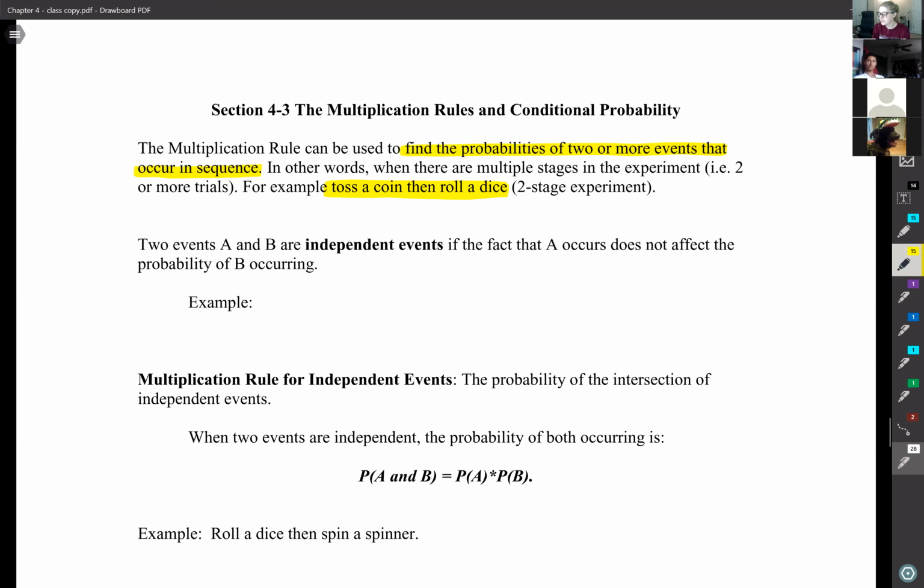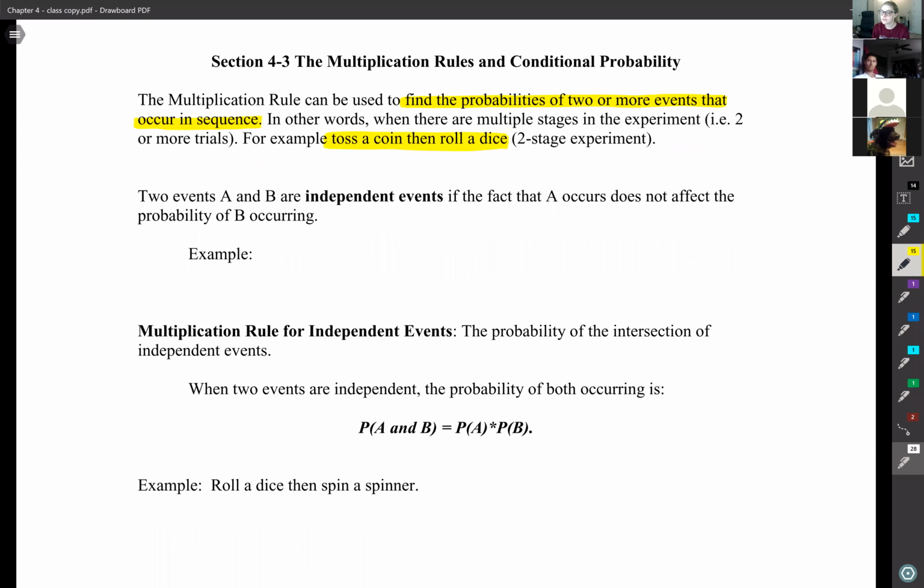So with two events happening in sequence, naturally we think about, are these events related at all? Two events, A and B, are referred to as independent if the fact that A occurs does not affect the probability of B occurring. So two events happening in sequence, and if A occurring does not affect B, then they are independent. They have no effect on each other.